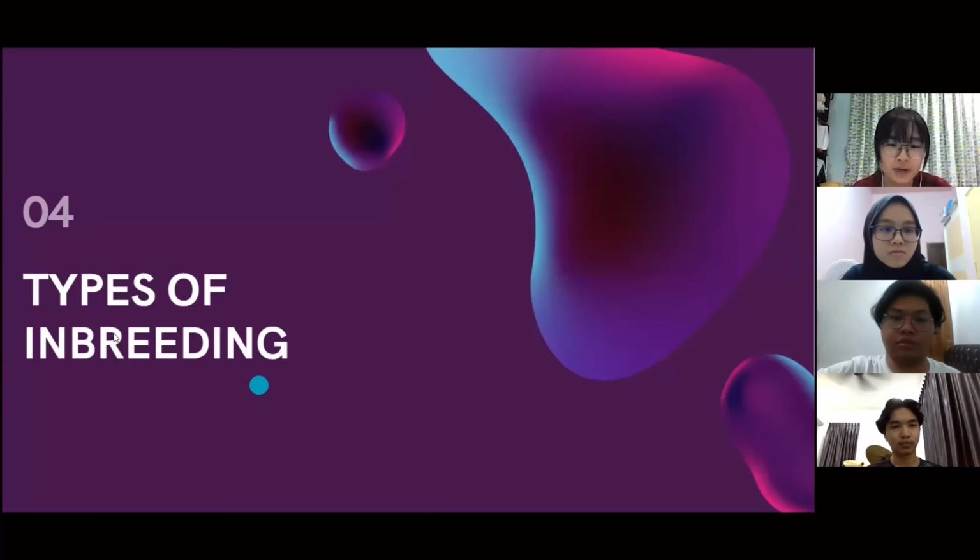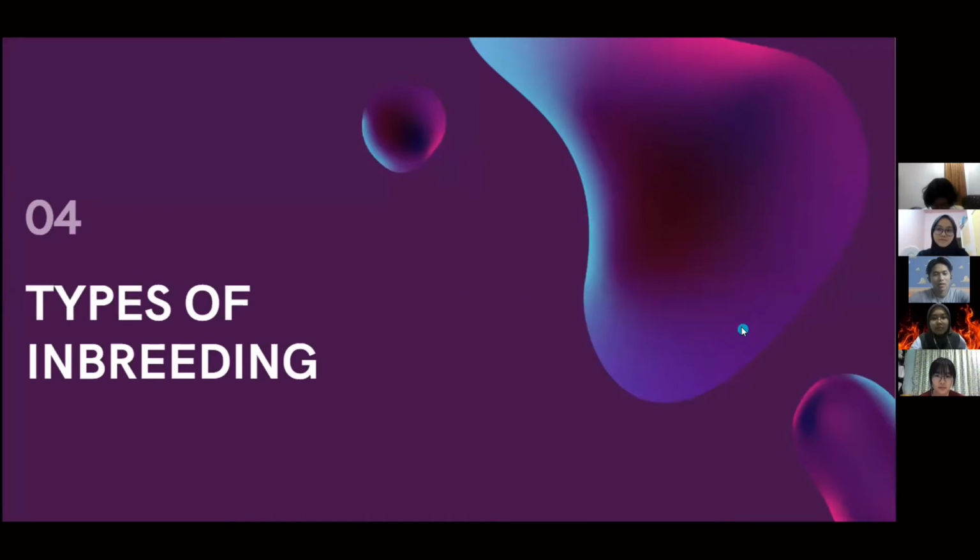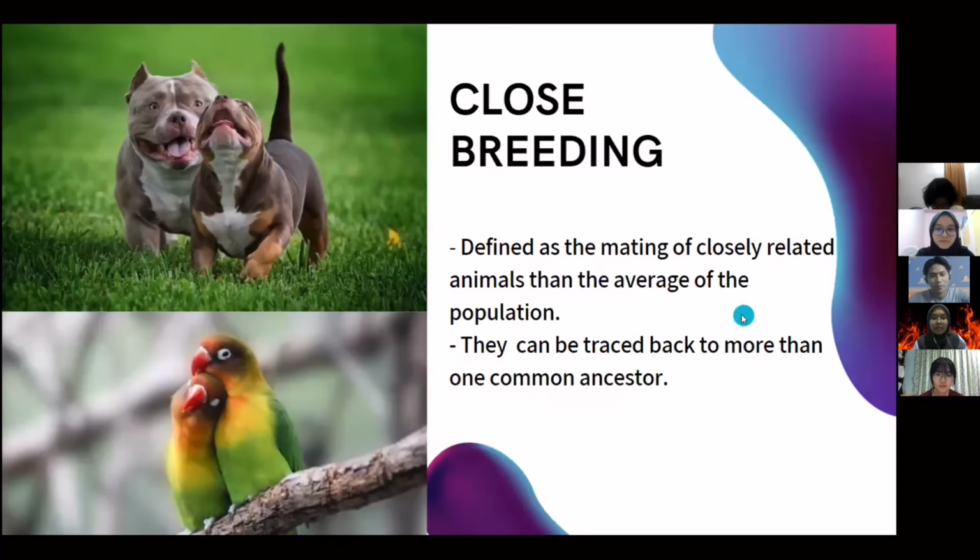Okay, so how about the inbreeding types? There are how many types? All right, now we're going to have a look at types of inbreeding. Next slide. All right, the first one is close breeding.